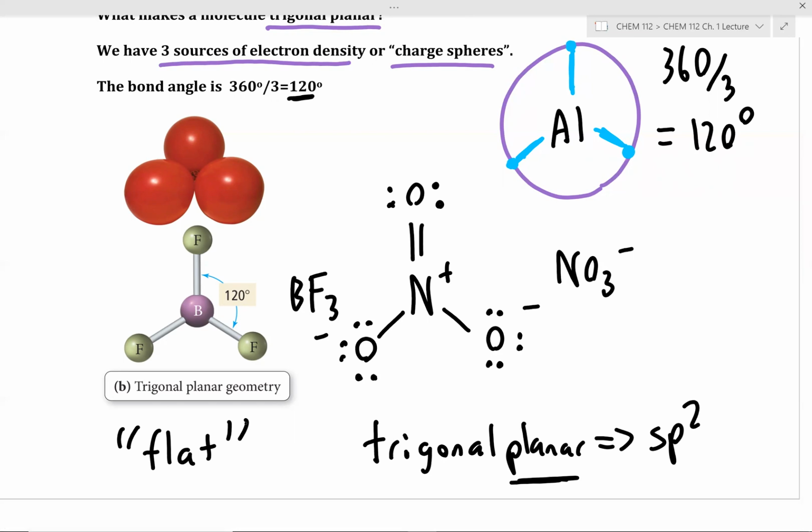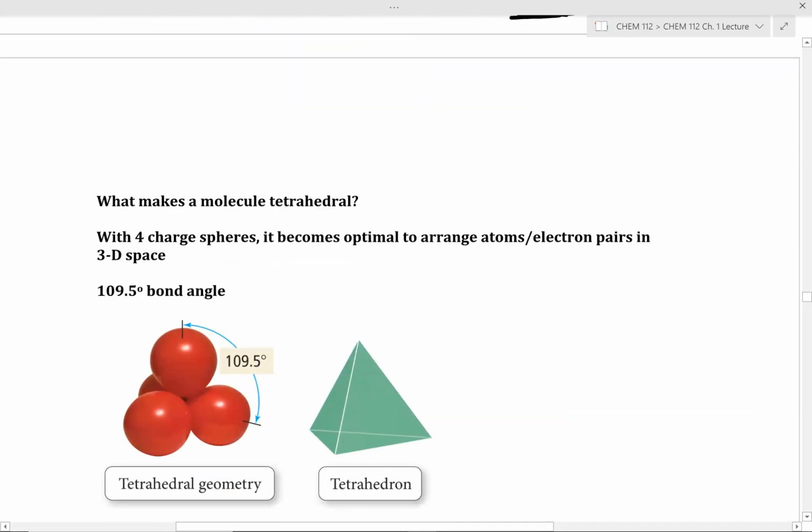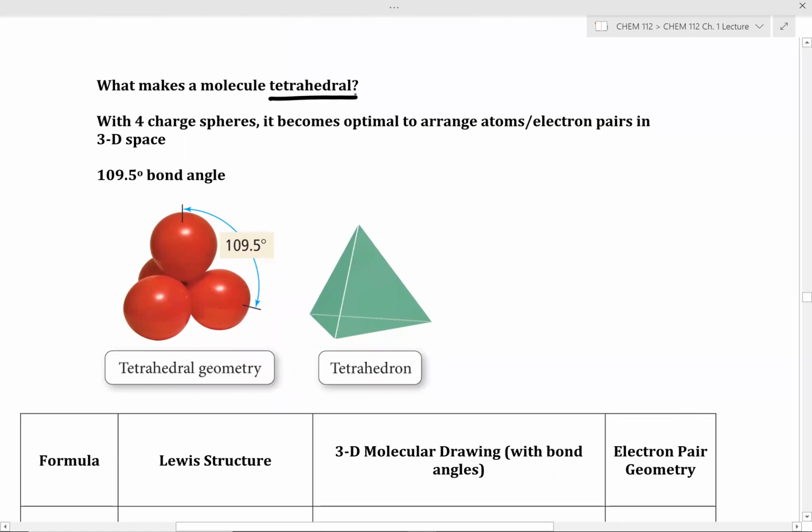Okay, our last major electron pair geometry that we're going to discuss is the tetrahedral geometry. For the tetrahedral electron pair geometry, we have 4 charge spheres. Now, when we have 4 charge spheres, so 4 single bonds or lone pairs, it becomes optimal to arrange our molecule in 3D space. Now, you can prove this geometrically, but the optimal bond angle to separate all of our bonded atoms is 109.5 degrees. It's as if each of our bonded atoms is a corner on a tetrahedron. So that's where the tetrahedral name is derived. And a classic molecule with a tetrahedral electron pair geometry would be methane, CH4.